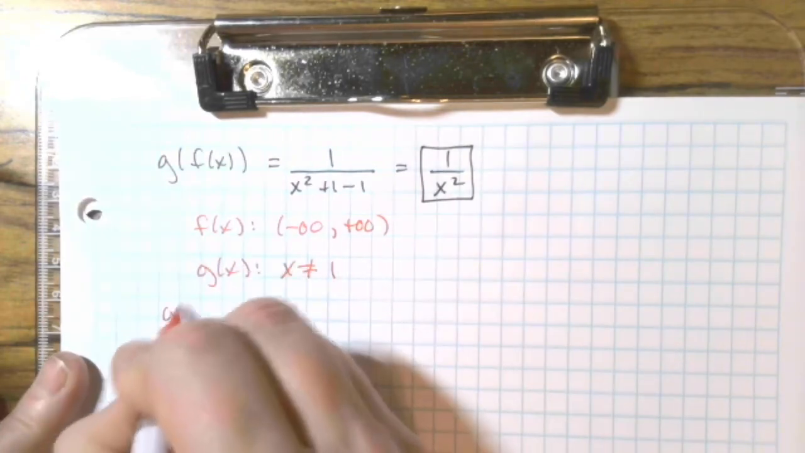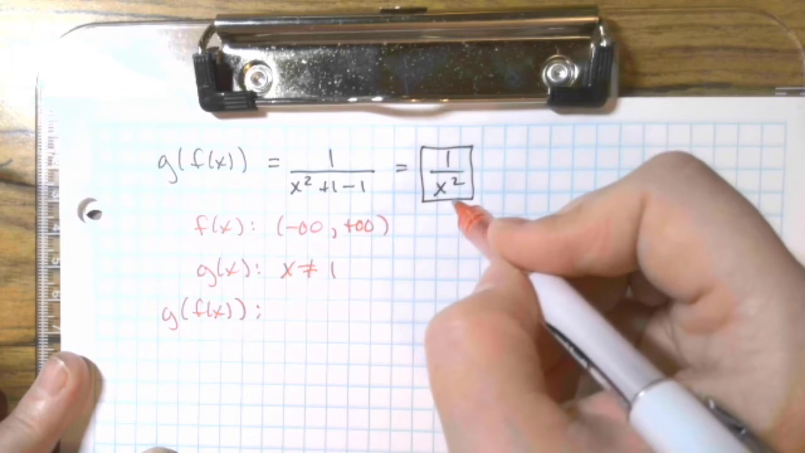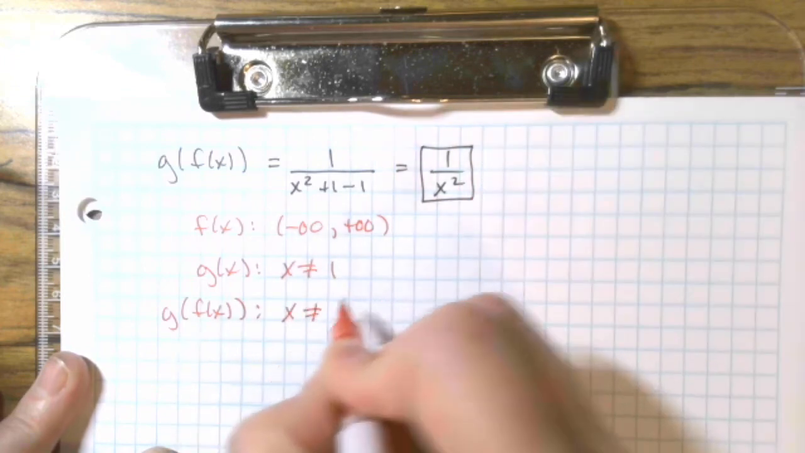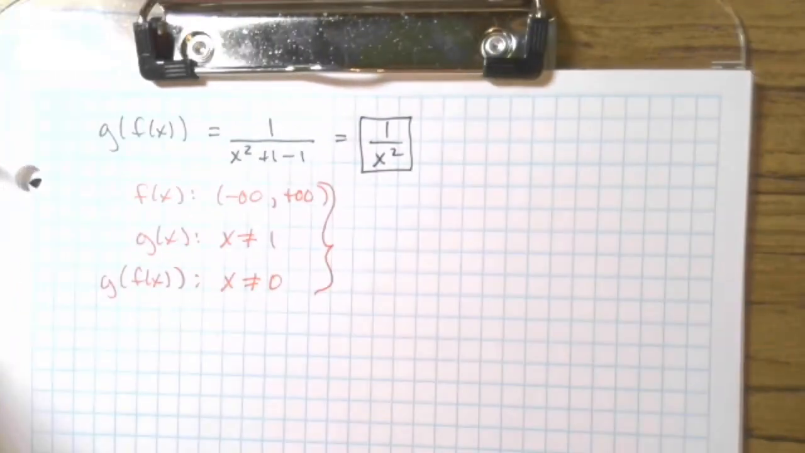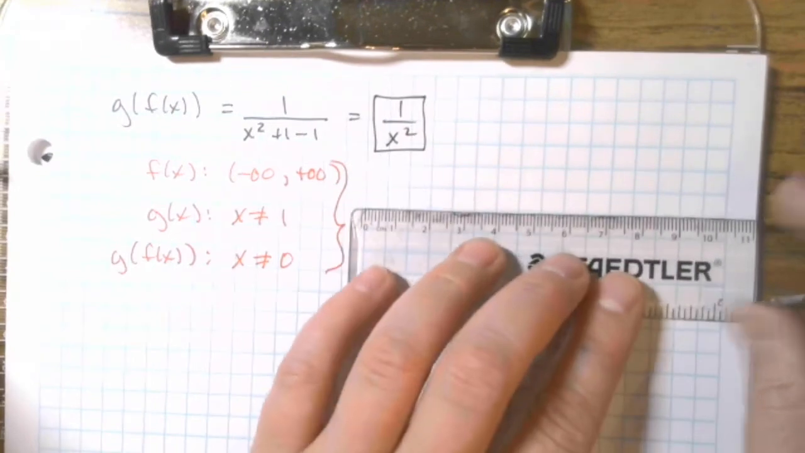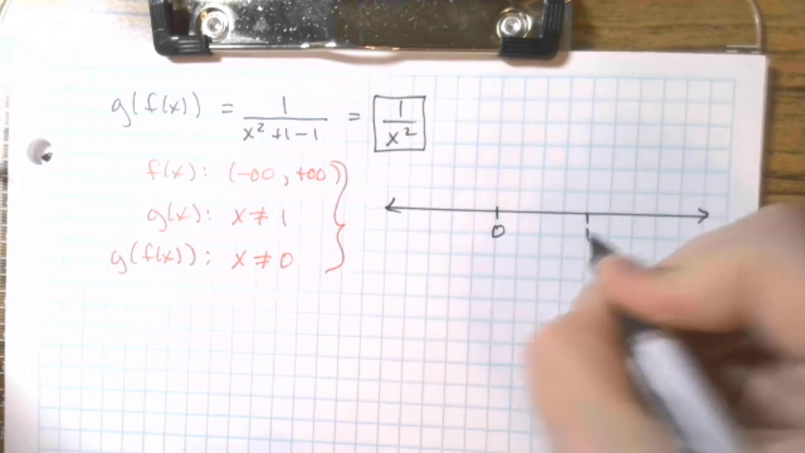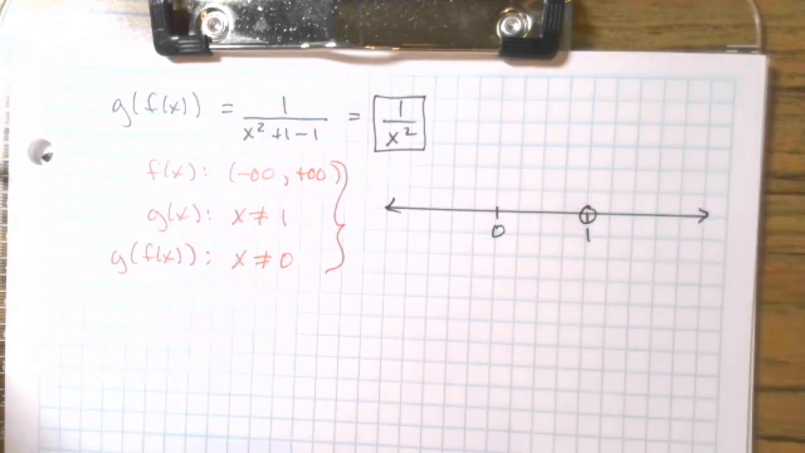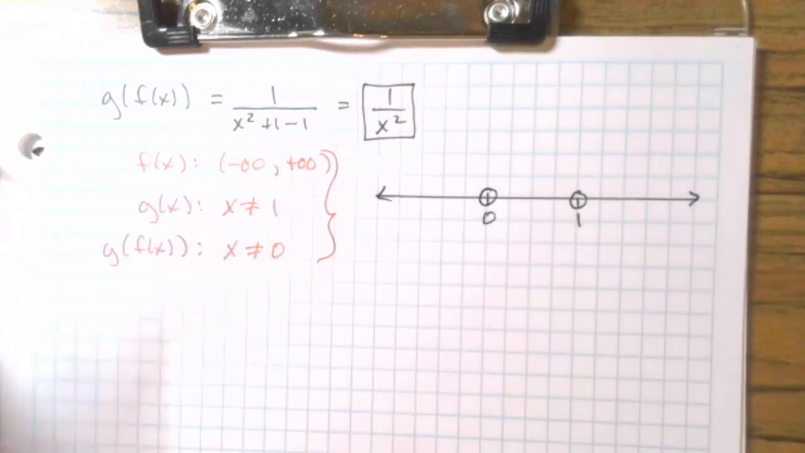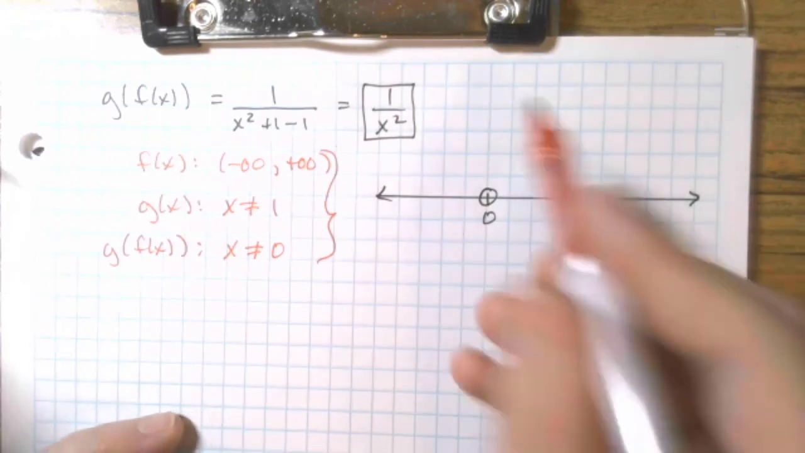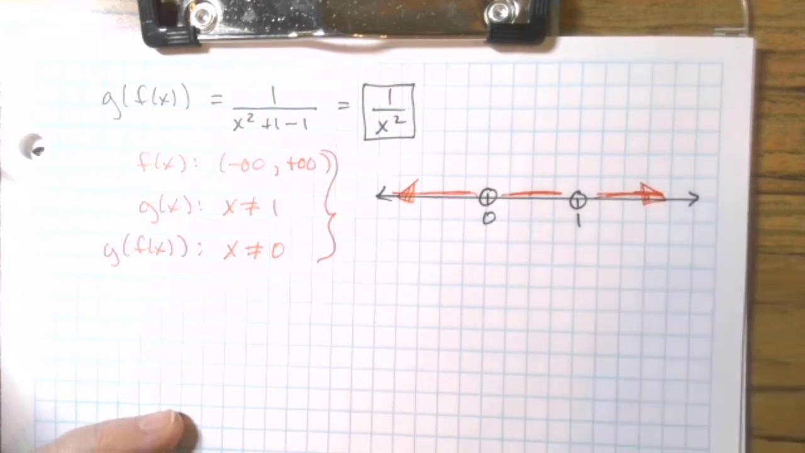Now here is where things get interesting, because when I combine them, here's my new function. Well, if x is 0, it'll create a 0 in the bottom. So the new restriction is x can't be 0. All of those conditions together are the domain of the function. So if I throw these onto a number line, I have 0, I have 1. Sorry, x can't be 1, so it gets a circle. x can't be 0, so it gets a circle. Other than that, everything else is free game. So down to negative infinity, the piece in the middle, and to the right, those are all domain.